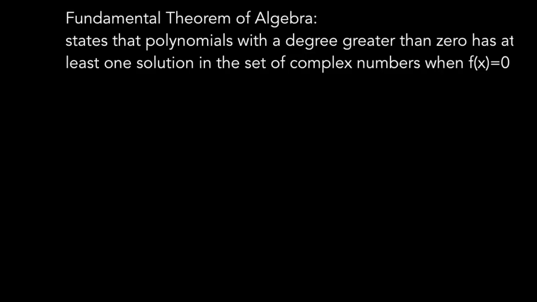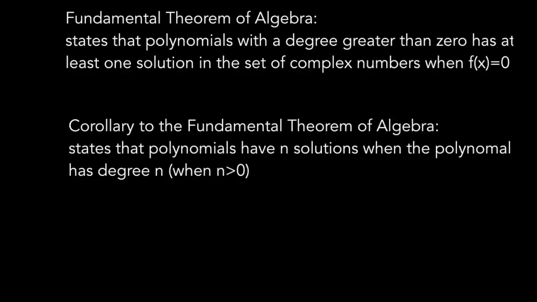The fundamental theorem of algebra states that polynomials with a degree greater than 0 have at least one solution in the set of complex numbers when f(x) equals 0. The corollary to the fundamental theorem of algebra states that polynomials have n solutions when the polynomial has degree n, as long as n is greater than 0.